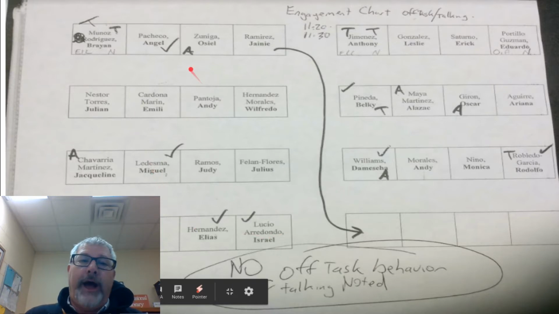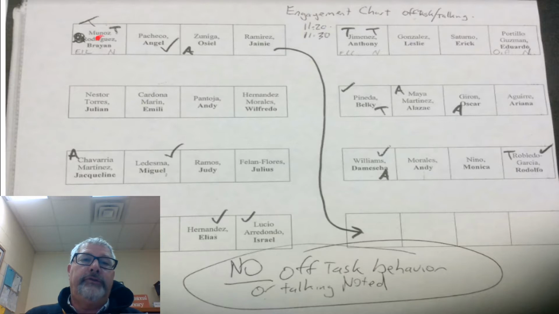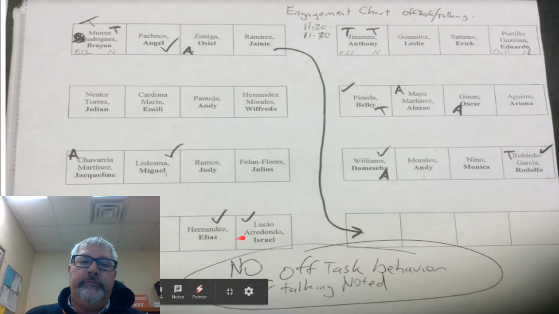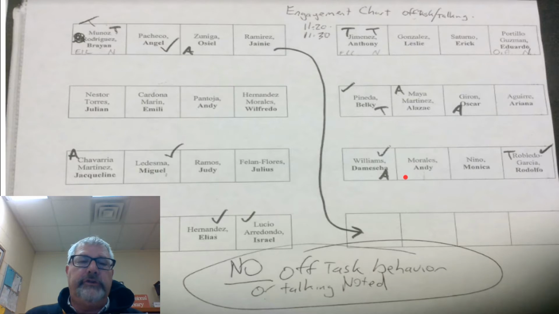So obviously there are some behaviors that still had some tardies here, still had some that didn't bring their homework, and these students obviously are absent, but you can see that the engagement portion seems to be working pretty well for this class. I'll give you another example of that. This is the XP.